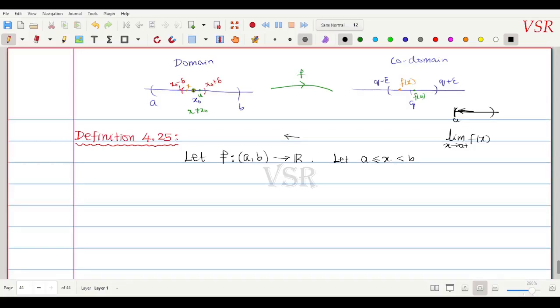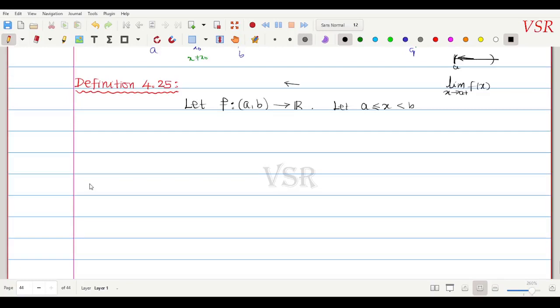Okay, in this place I have put strictly less than. Okay, then let q belong to R. This is the codomain. We say that f of t approaches q as t approaches x, sorry, x already, as t approaches x from the right.